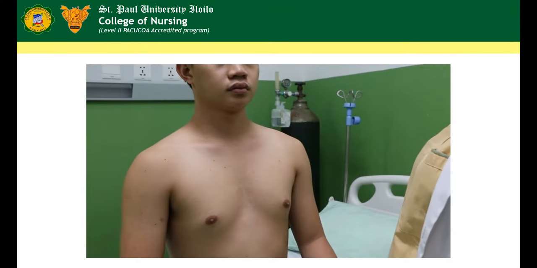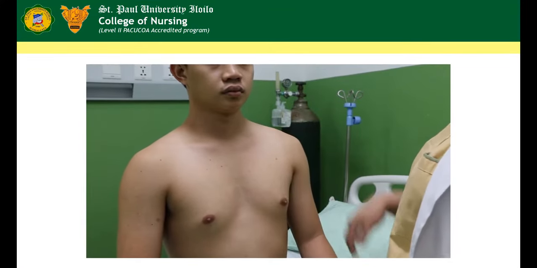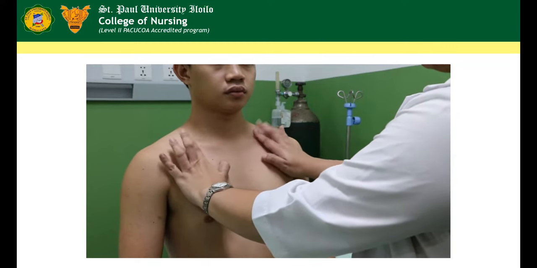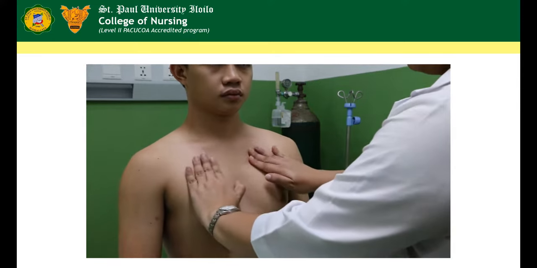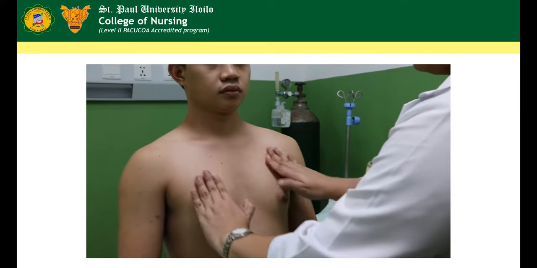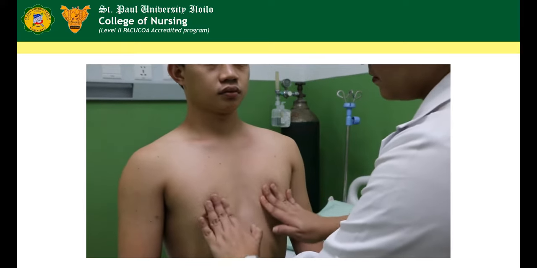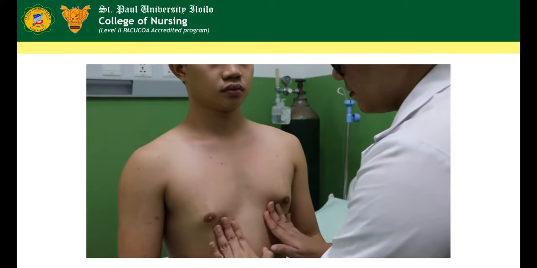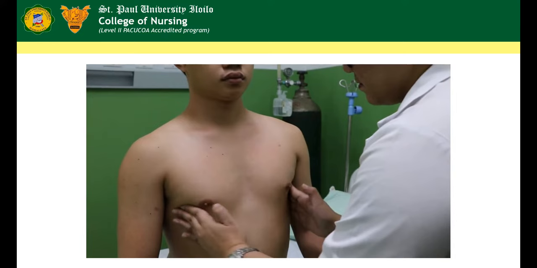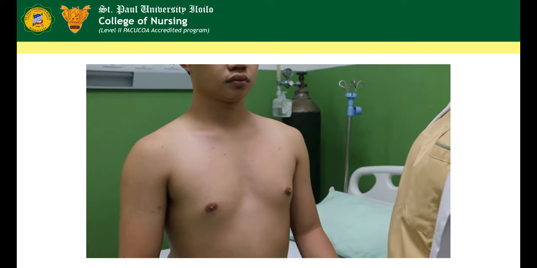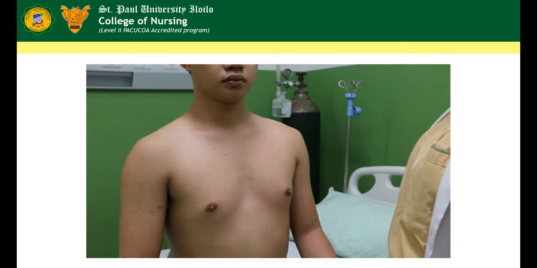Palpate for tenderness and sensation. Use fingers to palpate for tenderness, warmth, pain, or other sensations. Start forward at the midline at the level of the clavicle, over the apex of the left lung, and move your hand left to right, comparing findings bilaterally. Are you in pain? No.